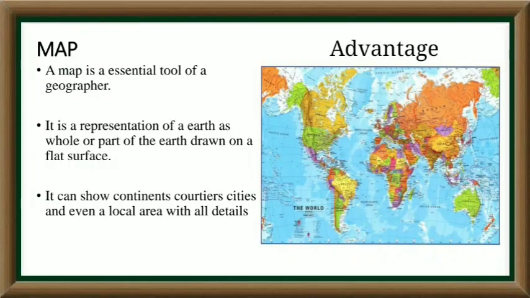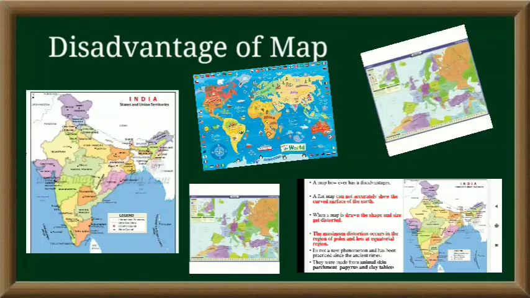A map is an essential tool of a geographer. It is a representation of the Earth as a whole or part of the Earth drawn on a flat surface. It can show continents, countries, cities, and even local areas with all details. These are the maps. A flat map cannot accurately show the curved surface of the Earth. When a map is drawn, the shape and size get distorted. The maximum distortion occurs in the region of the poles and less at the equatorial region. It's not a new phenomenon and has been practiced since ancient times.